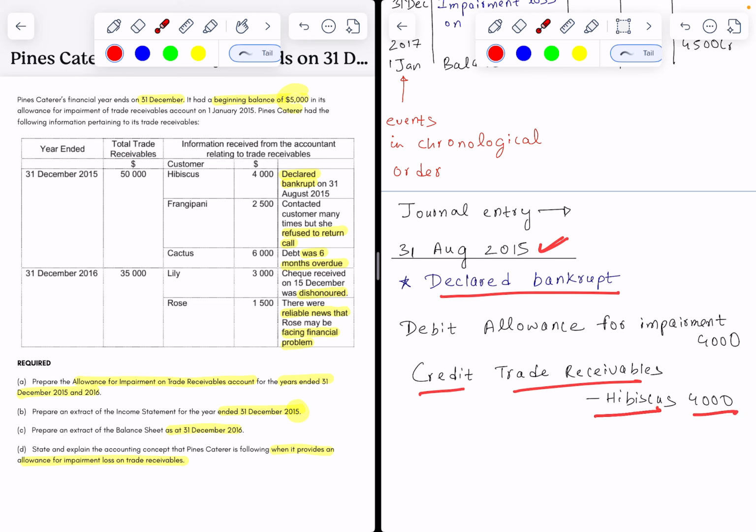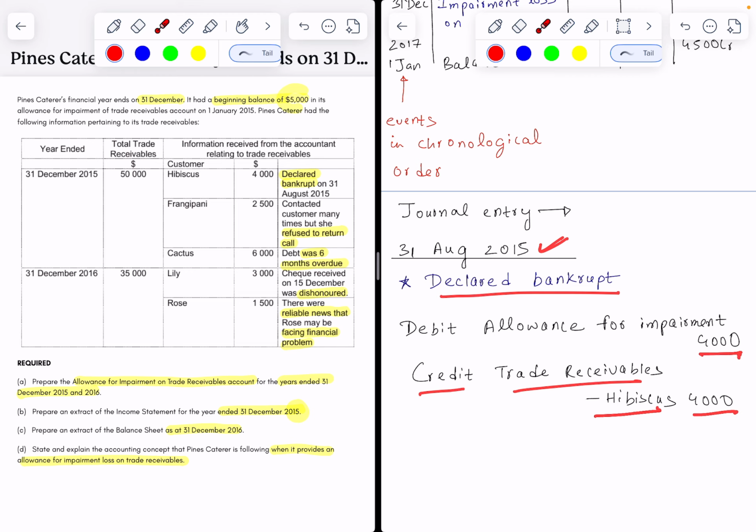At the same time, we know allowance for impairment, which is a contra asset account, is now going down by $4,000 because we had an initial balance of $5,000. And out of that $5,000, $4,000 has already been confirmed that we're not going to receive. Therefore, we can reduce the allowance for impairment account by $4,000. So as you can understand, based on this journal entry, the allowance for impairment account is being debited by $4,000 due to the fact that our customer, Hibiscus, cannot pay anymore because he's bankrupt.